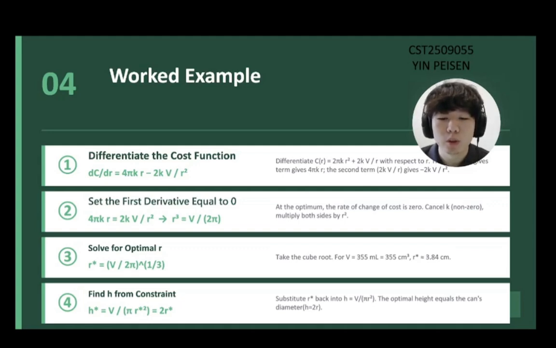The optimal height is 7.68. And the most important result is that h equals 2r. This means the height is exactly equal to the diameter of the can. Under our assumptions, this is the most cost-effective design because it minimizes the amount of material used.